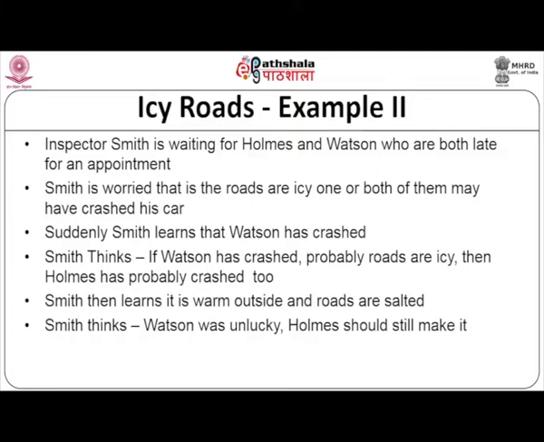Now, he gets new information that it is warm outside and the roads are salted. So, the probability of sliding is less. So, Smith thinks Watson was unlucky, Holmes should still make it. Now, how do we draw this as a Bayesian belief network?